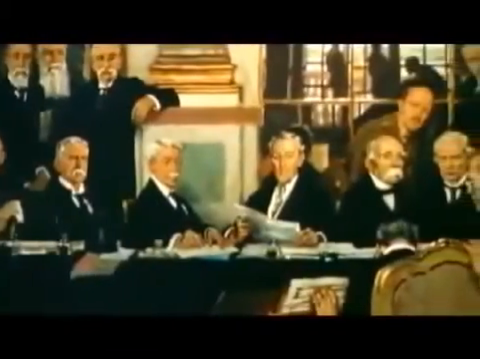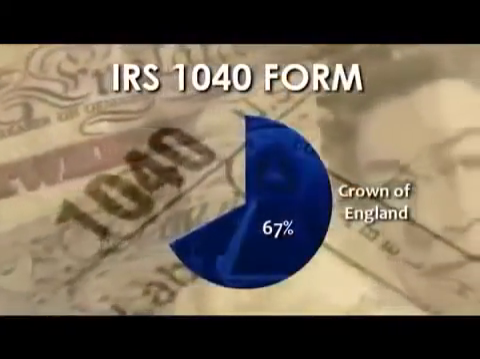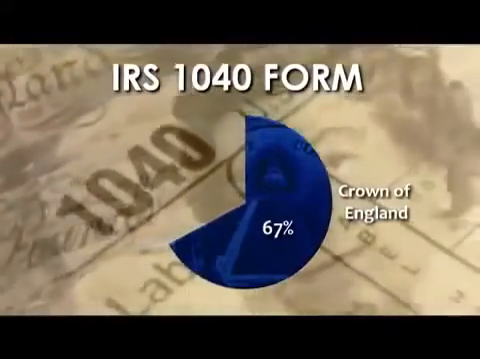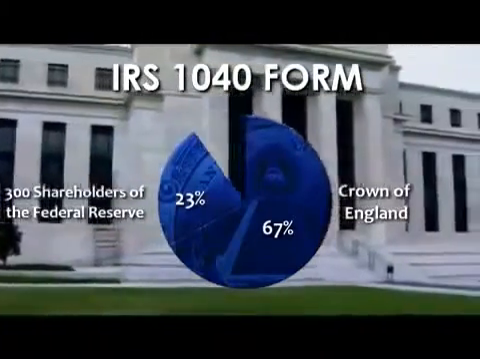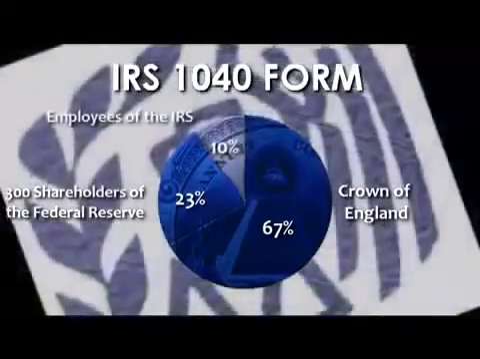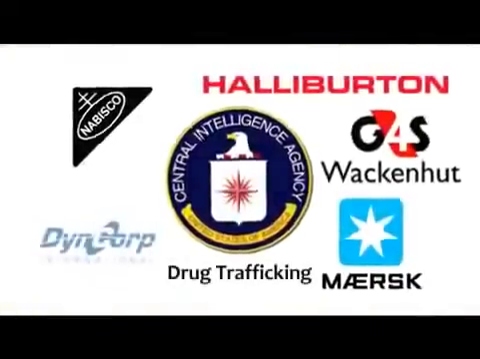Located within the Crown of England is the original Federal Reserve Charter, which according to the Farmer Claims legal team, allocates that 67% of the income tax collected by the IRS was to be divided to the Crown of England. Another 23% was to be paid as a dividend to the 300 shareholders of the Federal Reserve Bank, and the last 10% was to be paid to the employees of the IRS to keep them quiet about this sweet deal. Since 1913, none of the income tax collected by the IRS has gone to the federal government. The federal government is funded totally through black budget sources such as drug trafficking and off-budget accounting on the Comprehensive Annual Financial Report.